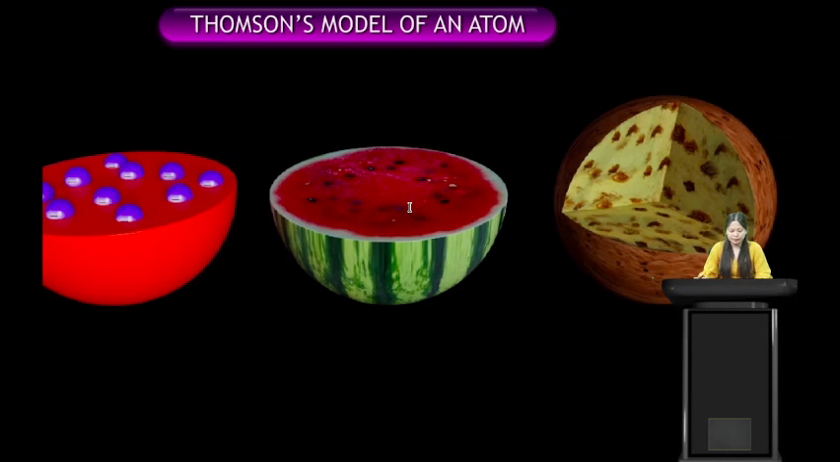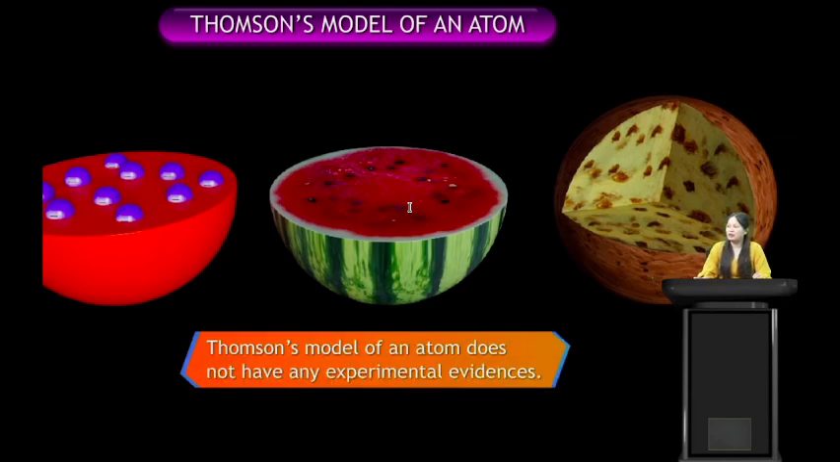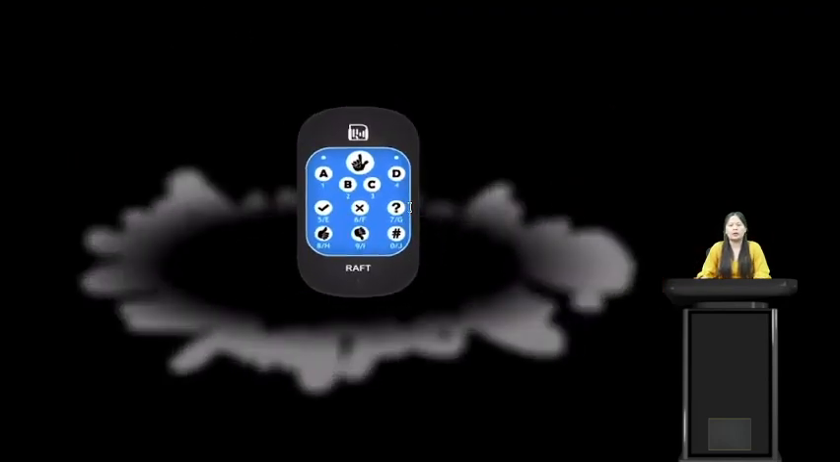But Thomson's model of an atom does not have any experimental evidence. Although Thomson was able to explain the neutrality of the atom, when the experiment was carried out using this model of atom, it could not be proven. So it does not have any experimental evidence. This is the first model of an atom given by J.J. Thomson.